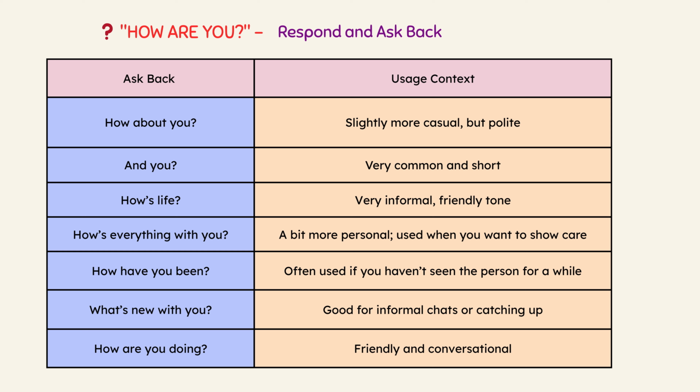Shows care. "How have you been?" Often used if you haven't met the person in a while. "What's new with you?" Perfect for catching up in casual talks. "How are you doing?" Friendly and conversational. These simple phrases show interest and make your English sound warm and natural.